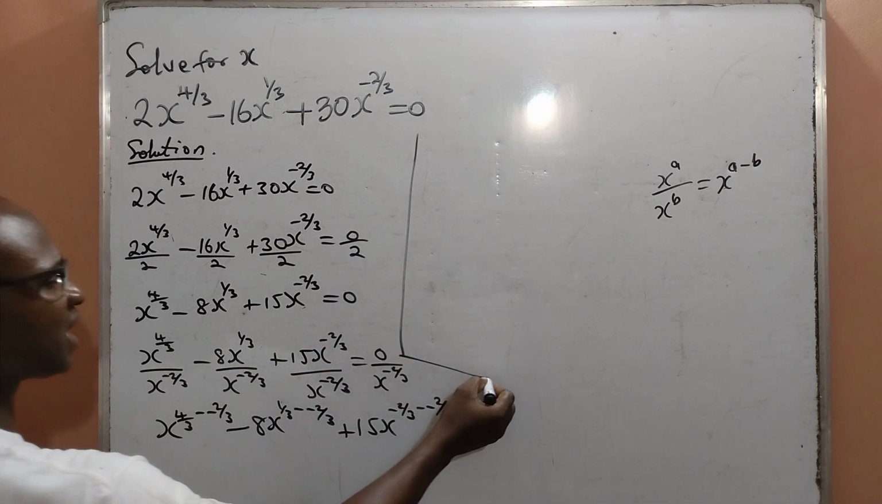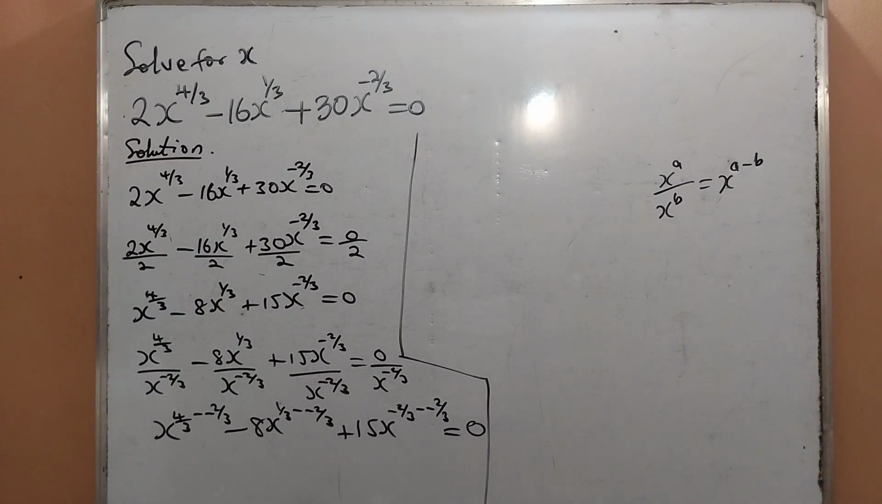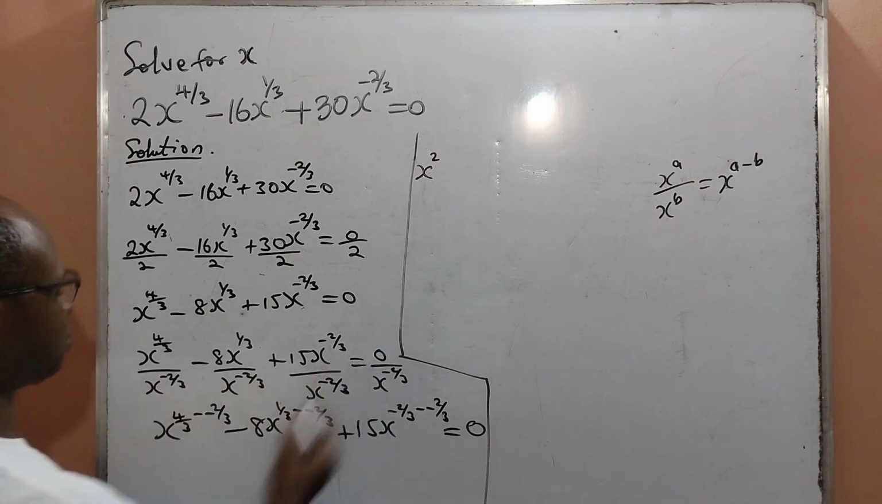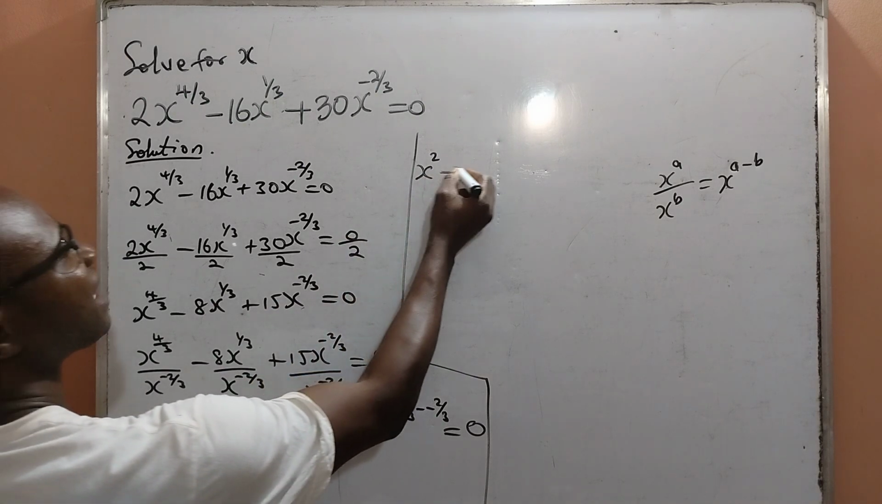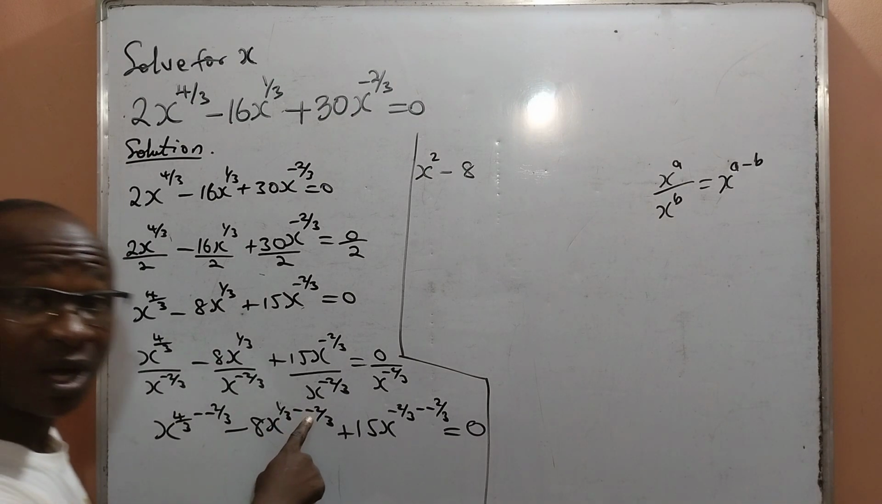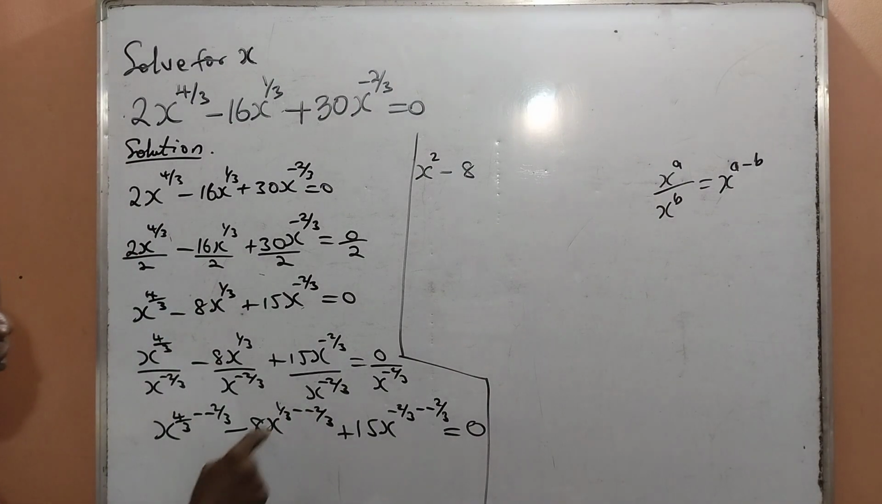I hope what I have written down is very clear. So moving forward, from here, 4 over 3 minus 2 over 3. Minus is plus. Therefore, 4 plus 2 is 6 divided by 3 will give me x raised to the power 2. Then minus 8. Next, I have 1 over 3 minus 2 over 3. Minus is plus. Therefore, 1 over 3 plus 2 over 3 will give me 3 over 3. And 3 over 3 is 1.